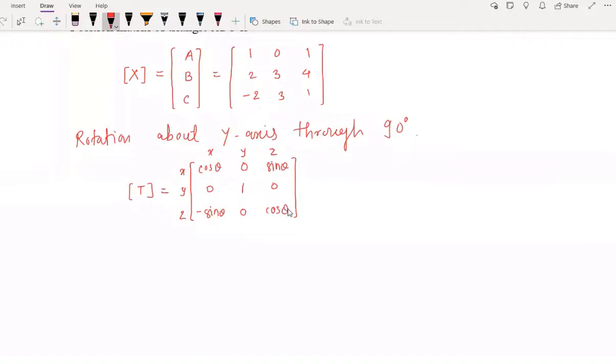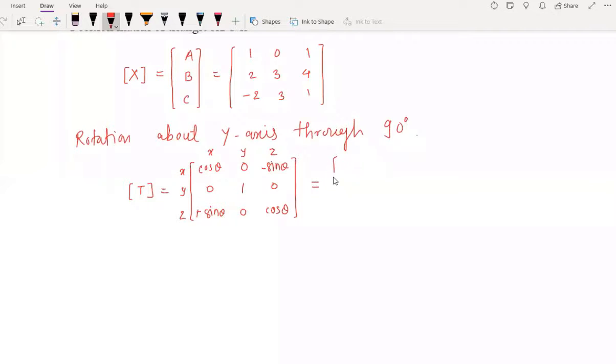But one more change is there. In a rotation about the y-axis, the sign of the sine is opposite. That means this plus sign becomes minus sign, and this minus sign becomes plus sin theta. Okay, that means your matrix is cos theta 0 minus sin theta, 0 1 0, plus sin theta 0 cos theta. Transformation matrix for the rotation about y-axis.